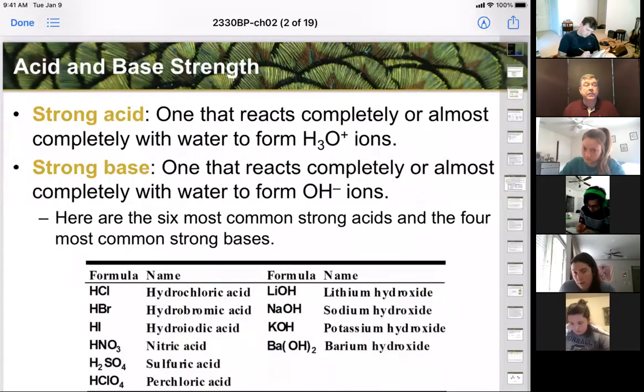Our strong bases are those that produce our hydroxide ion when it goes in there. And the most common ones of those are the ones with the metals associated with them. Okay, so those are what we call strong acids and strong bases. So they almost completely dissociate into their ions in water.